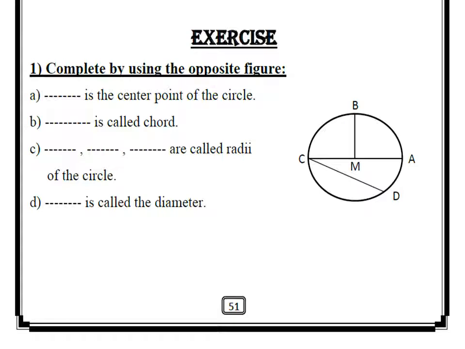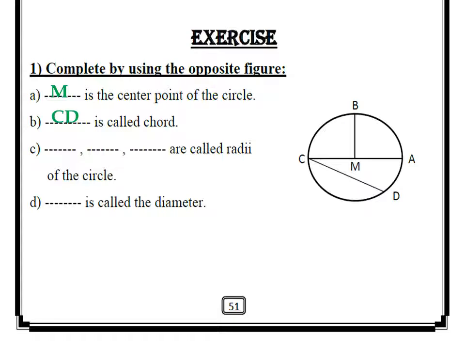Okay, exercise number 1. Here we have a circle called M, where the center of the circle is M, and they are asking you some questions on this figure. Okay, what is the center point of the circle? It's of course M, where we name the circle by the name of the center of the circle. Okay, what is called a chord? We have here CD, a line segment joining 2 points on the circle but not passing through the center.